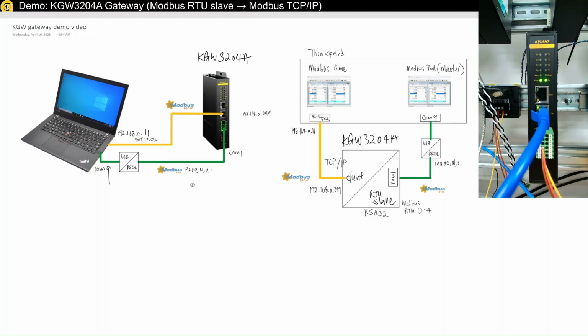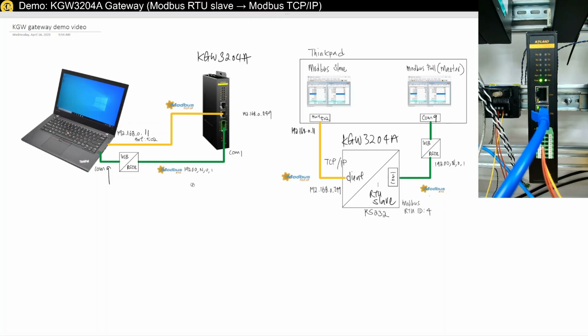If you look at the schematic drawing over here, inside my laptop there's this Modbus Poll, and it's running master, connecting to COM port 9. I have a USB converter over here, connecting to the KGW3204A COM 1. So this master is actively polling this RTU slave, and it keeps polling at ID 4 for my testing scenario.